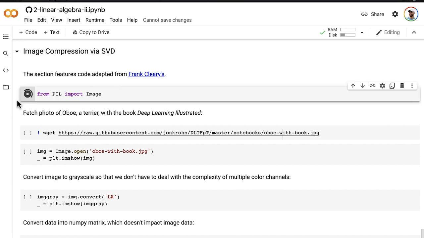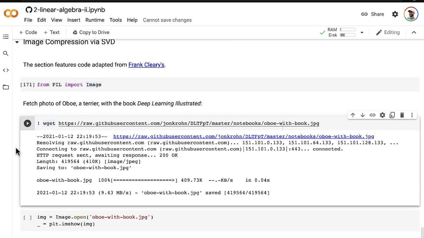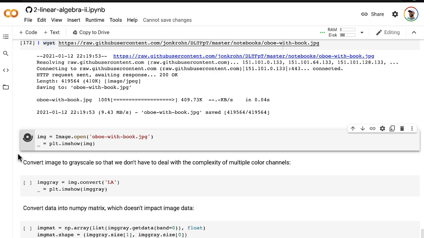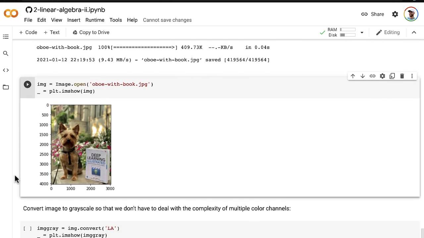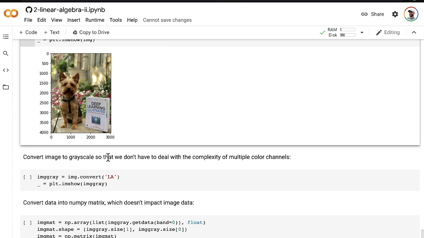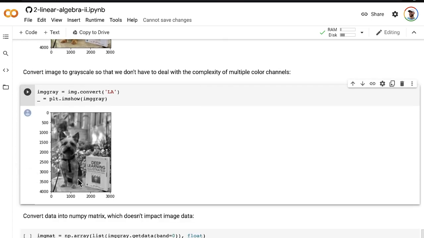We start off by importing the image method from the Python imaging library. And this will allow us to fetch a photo from the internet and then use that image method to open the image as a plot right within our Jupyter notebook. And this image is of Obo, the mascot of the Machine Learning Foundation series, with my book, Deep Learning Illustrated. So let's convert this image to grayscale so that we don't have to deal with the complexity of multiple color channels. And great, now we have that black and white image.